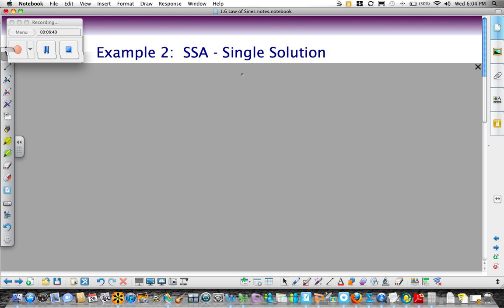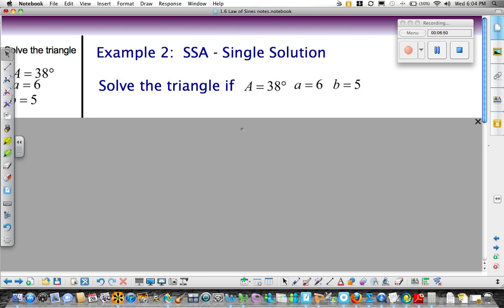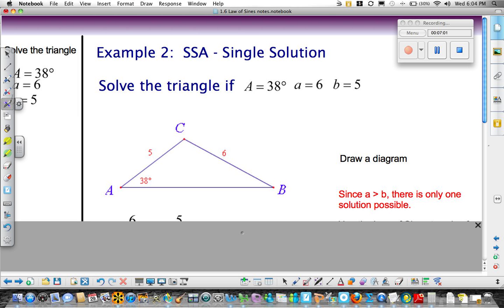All right. Now, again, I want you to put the problem over here on the left-hand column. But let's solve the triangle. If we know that angle A is equal to 38 degrees, we know side A is equal to 6, and side B is equal to 5, let's solve the triangle. Of course, the first step is to draw a diagram, right? So I'm trying to draw an angle that I think looks like 38 degrees.